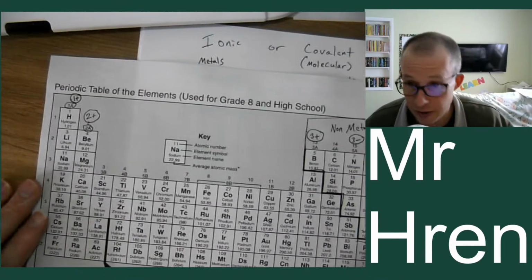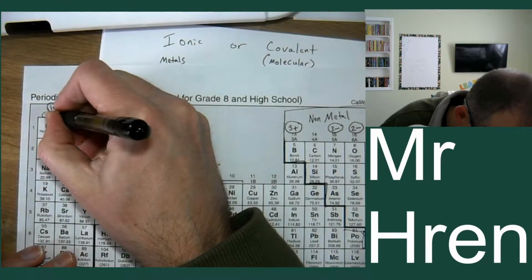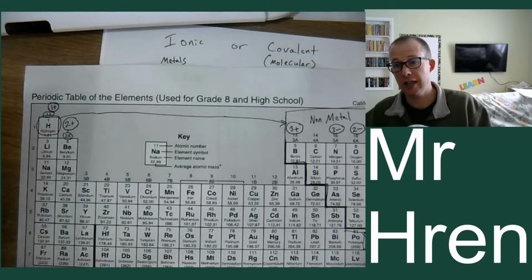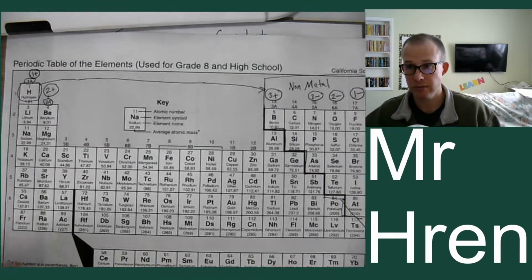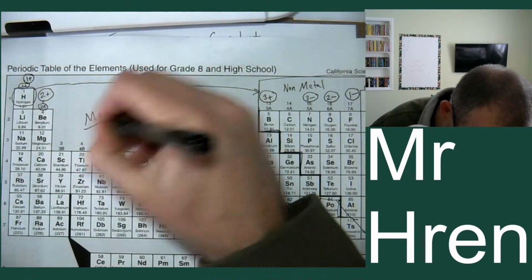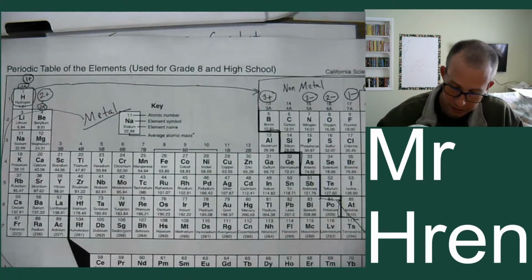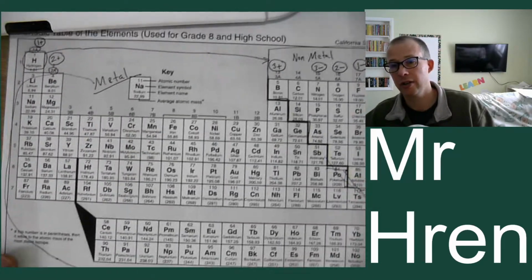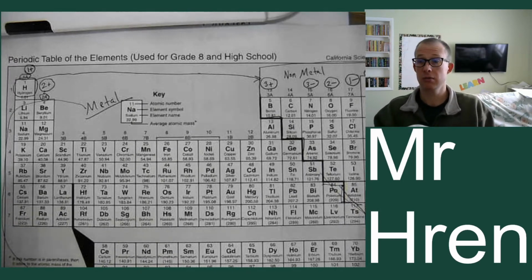There's one exception, though, on the other side. Hydrogen is also a non-metal. It's over on the left side of the table, but remember, hydrogen is a non-metal. That means everything else on this side, all the stuff on the bottom of the table, is a metal, except for hydrogen. Most things on the periodic table are metals, as we've established.